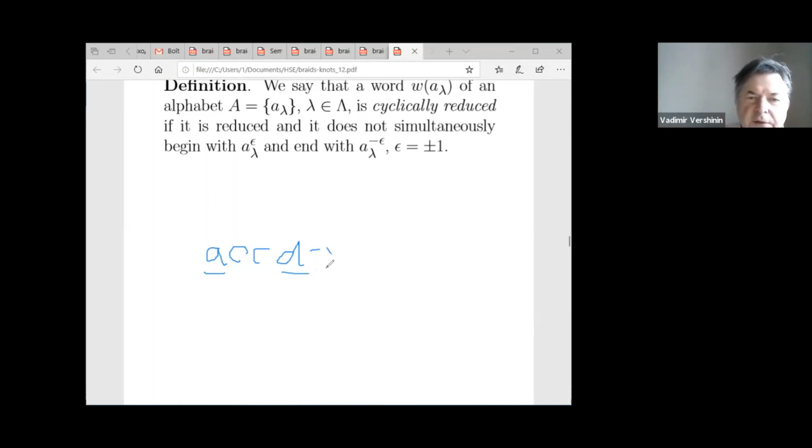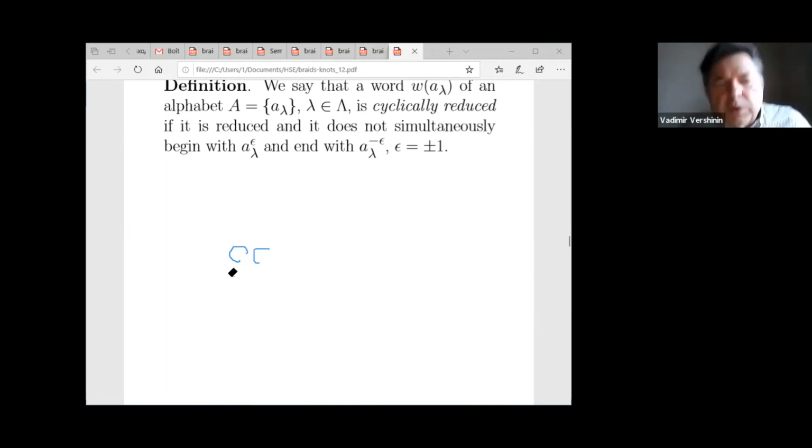If they are different, it's okay. But if they are inverses, then you should erase the first one and the last one, and continue this procedure. What do you see? The first letter is C, the last letter is not C minus 1. So this is a cyclically reduced word, and this is a finite procedure. So you see that the free group has a very good solution of this algorithm.